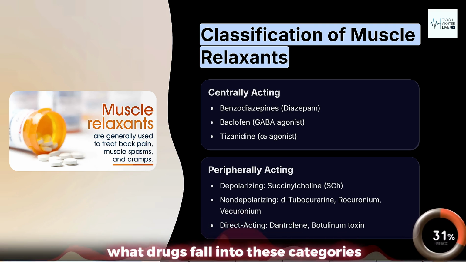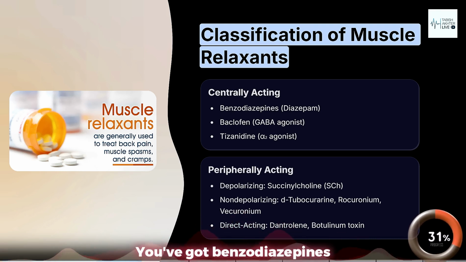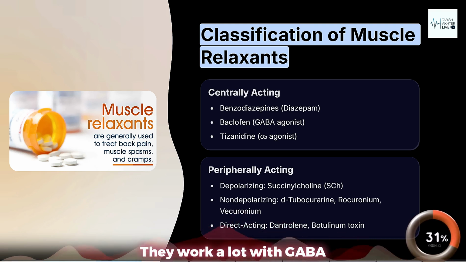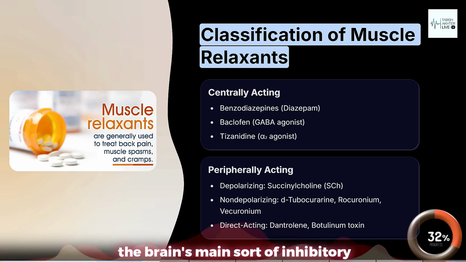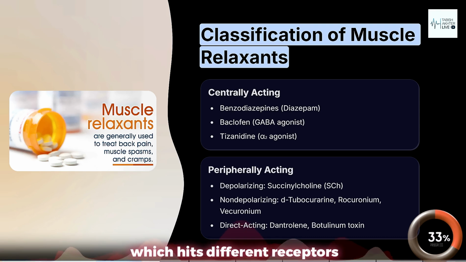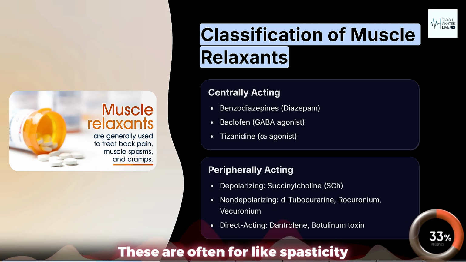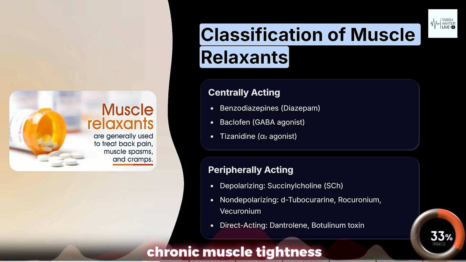So examples. What drugs fall into these categories? Centrally acting first. You've got benzodiazepines, like diazepam. They work a lot with GABA, the brain's main inhibitory neurotransmitter, the calming chemical. Then there's baclofen, also GABA related, and tizanidine, which hits different receptors, alpha-2 receptors, also in the central nervous system. These are often for spasticity, chronic muscle tightness.